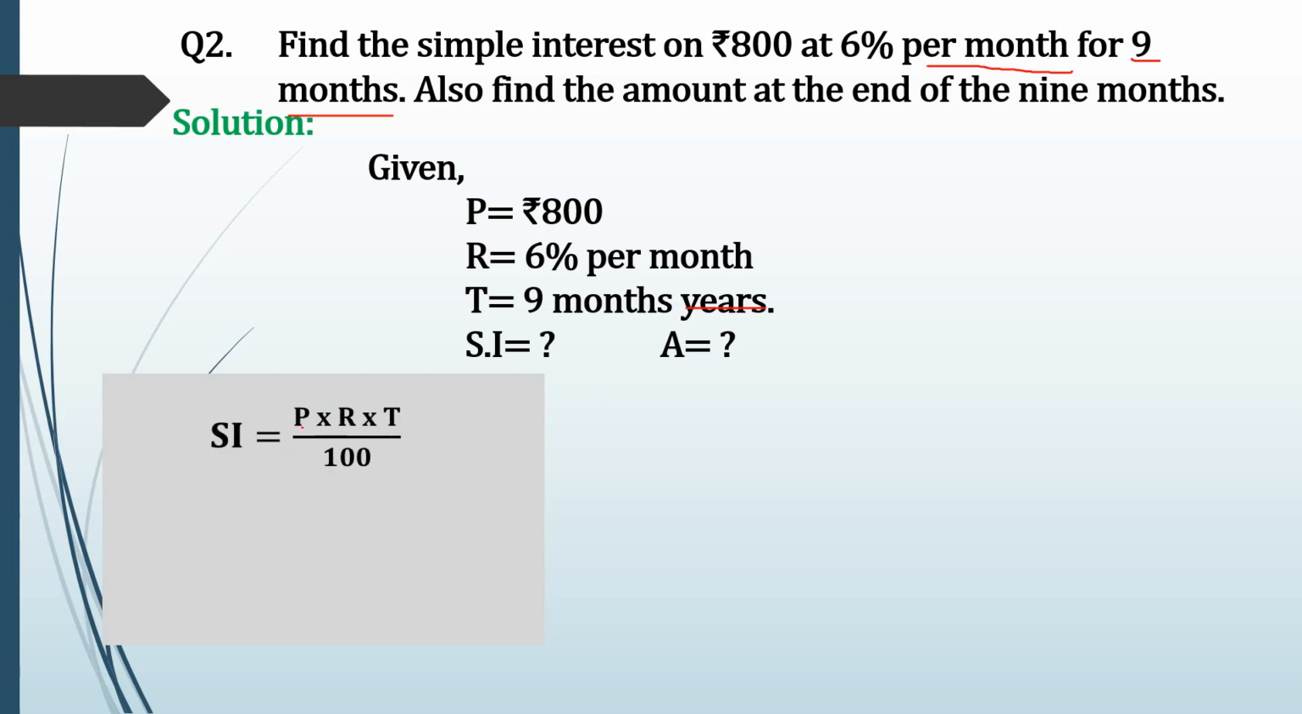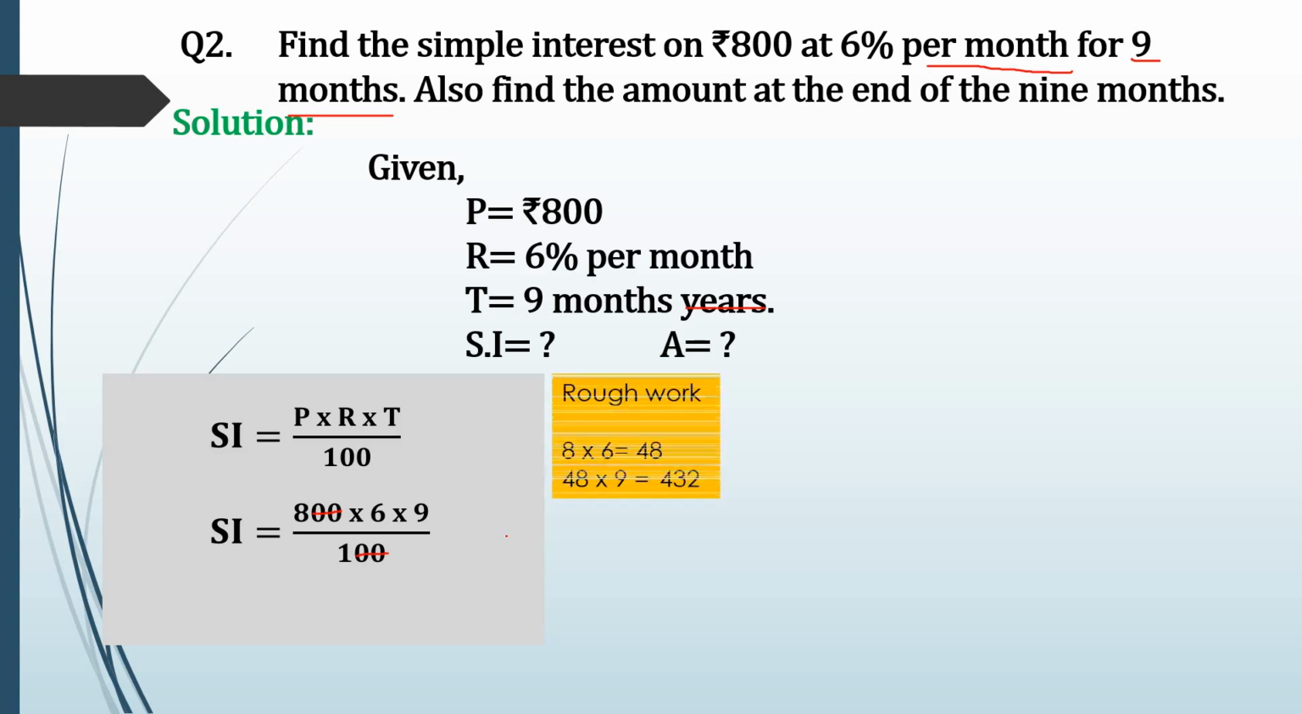The simple interest is equal to P into R into T divided by 100. So we'll just substitute the values over here in the second stage. So SI is equal to P is 800, rate is 6, and time is 9 divided by 100. Again, we'll cancel 2 zeros from the denominator and 2 zeros from the numerator. So when we solve this, how much do we get? 8 into 6 is, 8 sixes are 48, and 48 into 9 comes to 432. This means the simple interest is rupees 432.